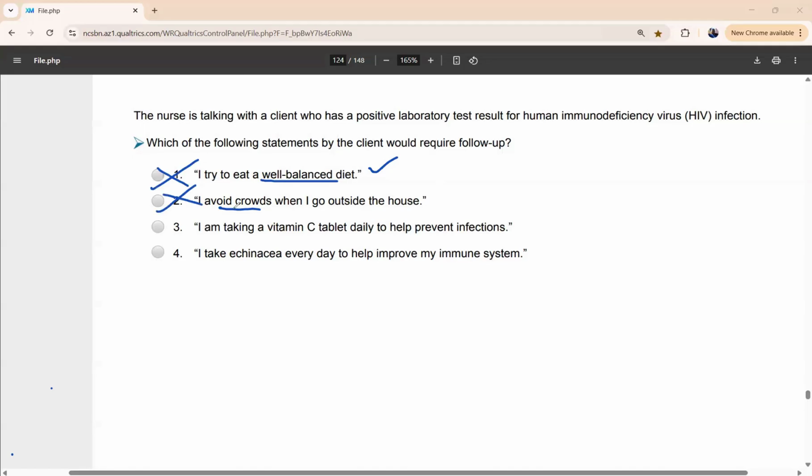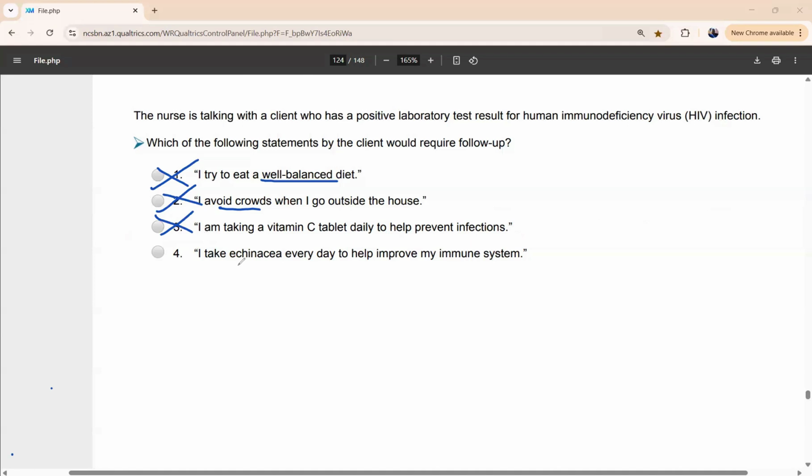These don't require follow-up. Now look at number 3. It said, I am taking vitamin C tablet daily to help prevent infection. Yes, vitamin C helps the immune system, right, to fight infection. So this as well too doesn't require follow-up. Right. Look at this one.